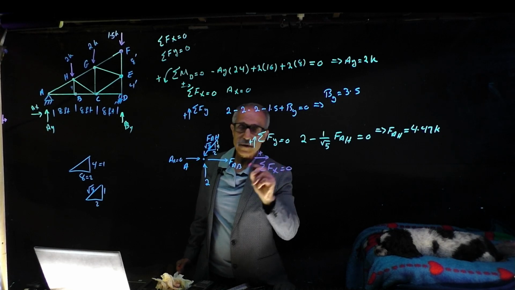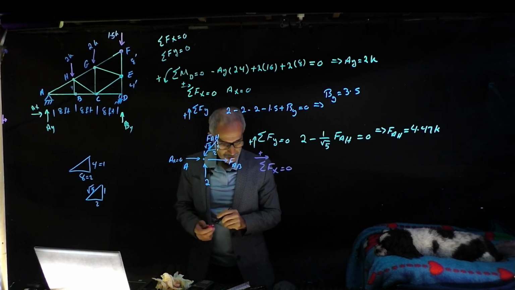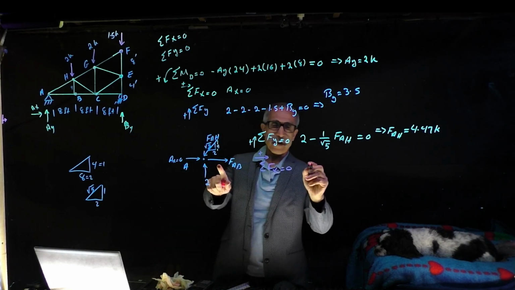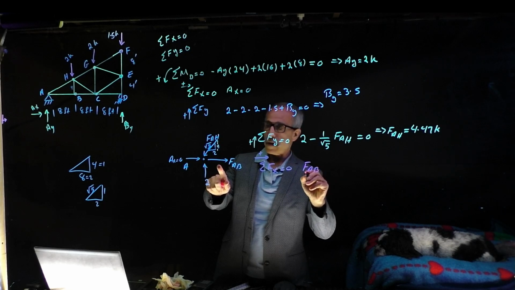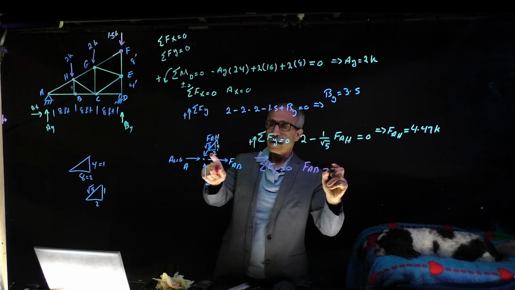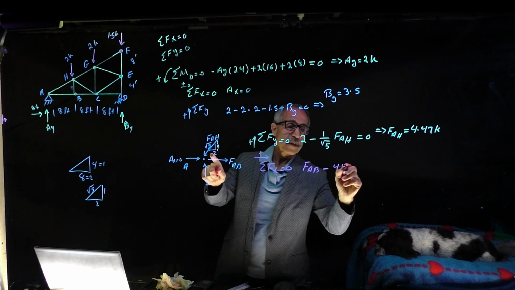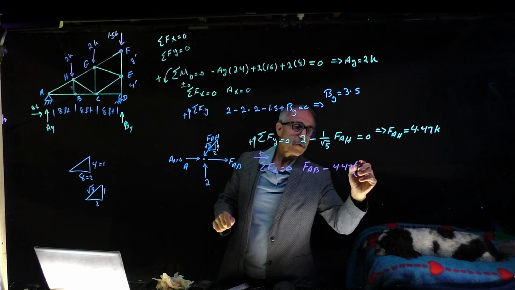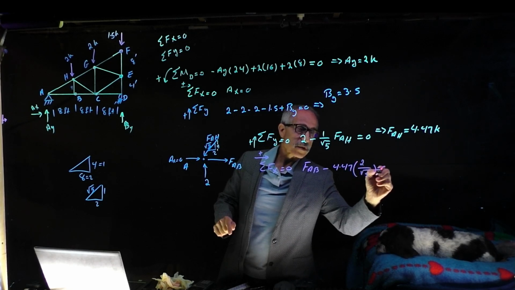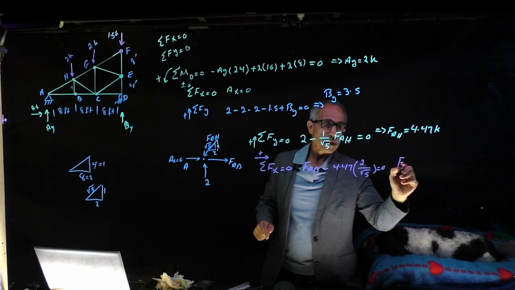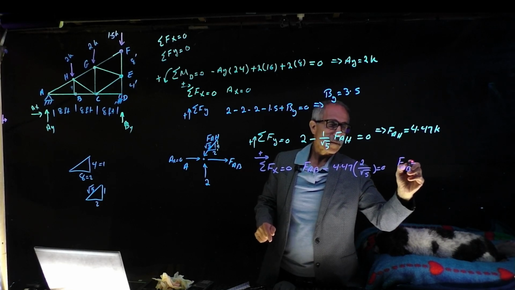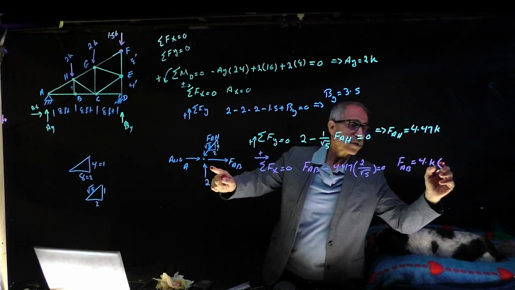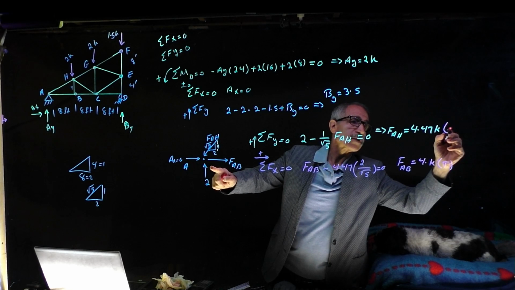Now I'm going to do summation f of x is equal to 0. Going right is positive. I have f of AB, and then I have minus f of AH, which came out to be 4.47, but the horizontal portion of it is going to be 2 divided by square root of 5 times 4.47 equals 0, and f of AB comes out to be 4 kips. And that is in tension, and this is in compression.